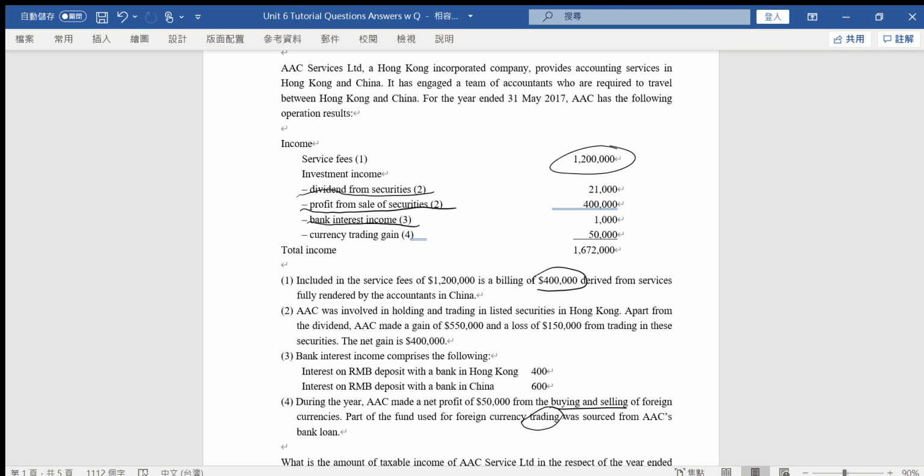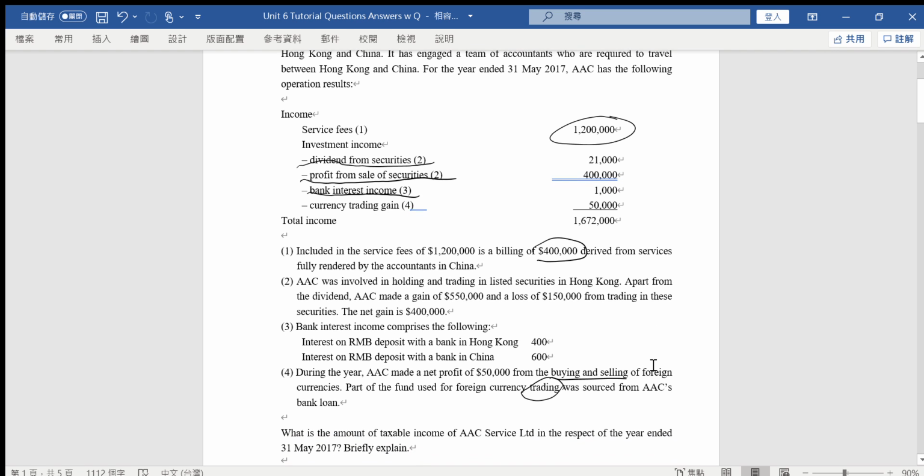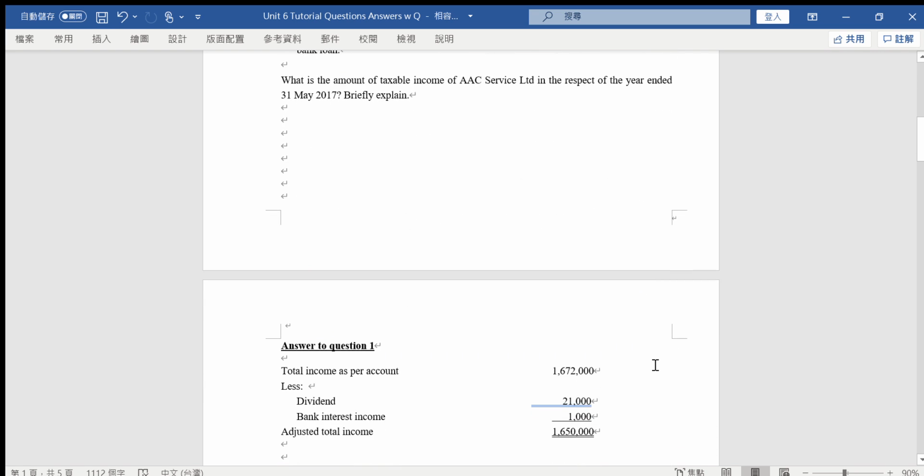Because of that, after we have discussed all, then we can finally determine the amount that should be subject to Hong Kong profit tax. If you can argue the amount related to the service by the accountant in China should be subject to Hong Kong profit tax, then you won't deduct this amount; it will be included. The two items that should be excluded are the dividend and the bank interest only, and that's why finally the adjusted total income will be 1,650,000.